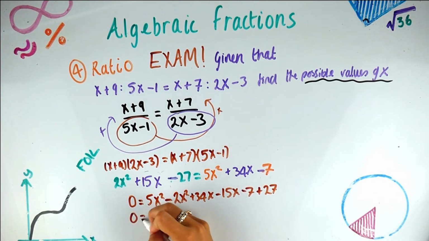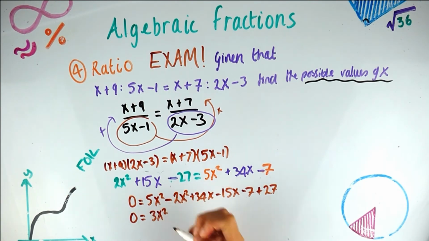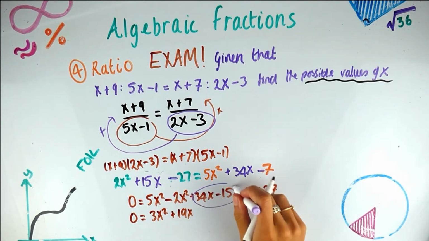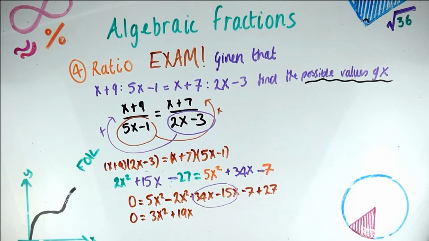So now if we look at this, we have 5x squared minus 2x squared is going to give me 3x squared. So we're collecting like terms. So 34x minus 15x is going to give me 19x, so that was these two. Now we've just got the numbers, so we've got minus 7 plus 27, which gives me 20. So now we have a quadratic to solve. But the coefficient of the x squared term is not 1, it's 3. So it's a slightly harder one to solve.